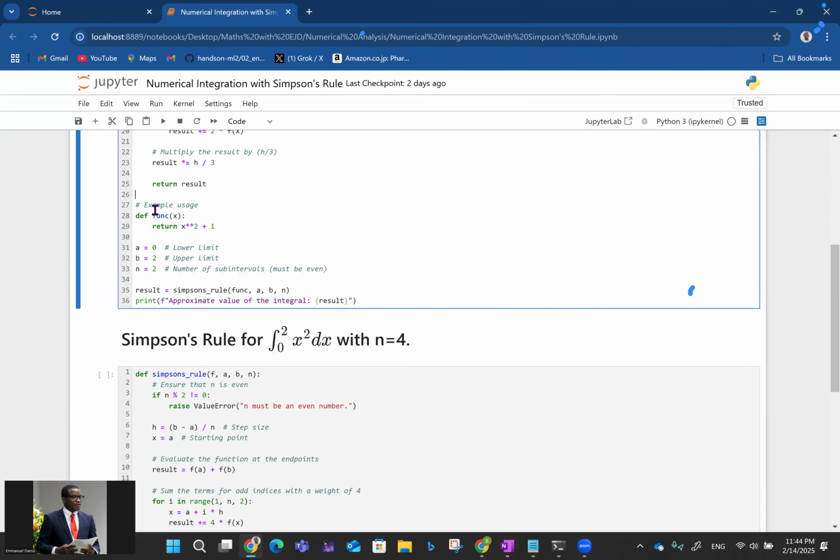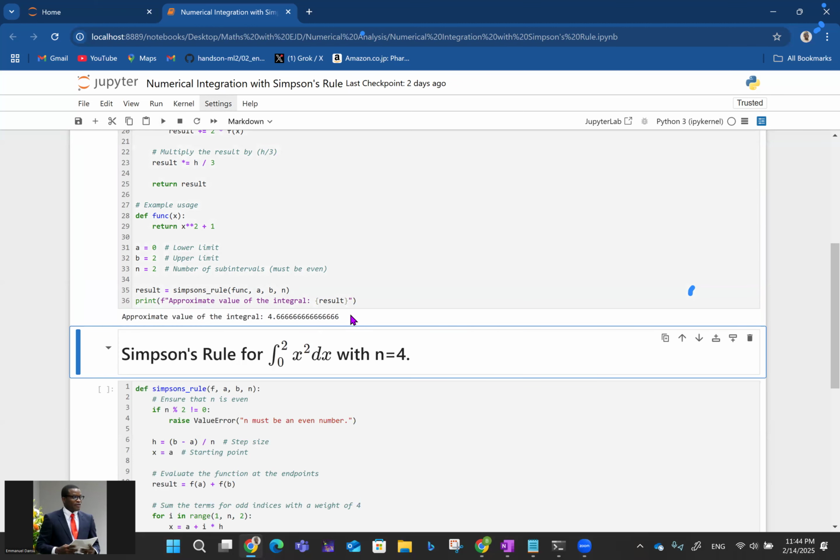Then in line 28, you now define the function you are integrating. That's x squared plus 1 in this particular situation. So a is 0, the lower limit, b is 2, the upper limit, n is 2, the number of subintervals, which must be even, as we know. So if you run this, you get in one blow your 4.6666 like that. So, there we go, 4.67. So this is very good.